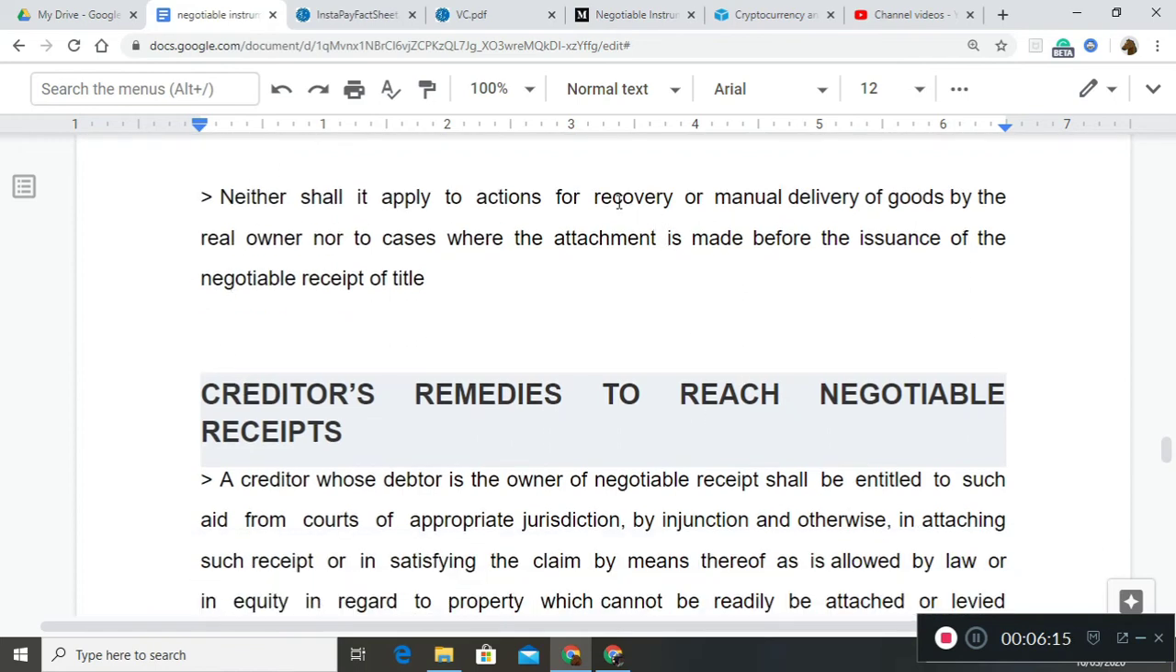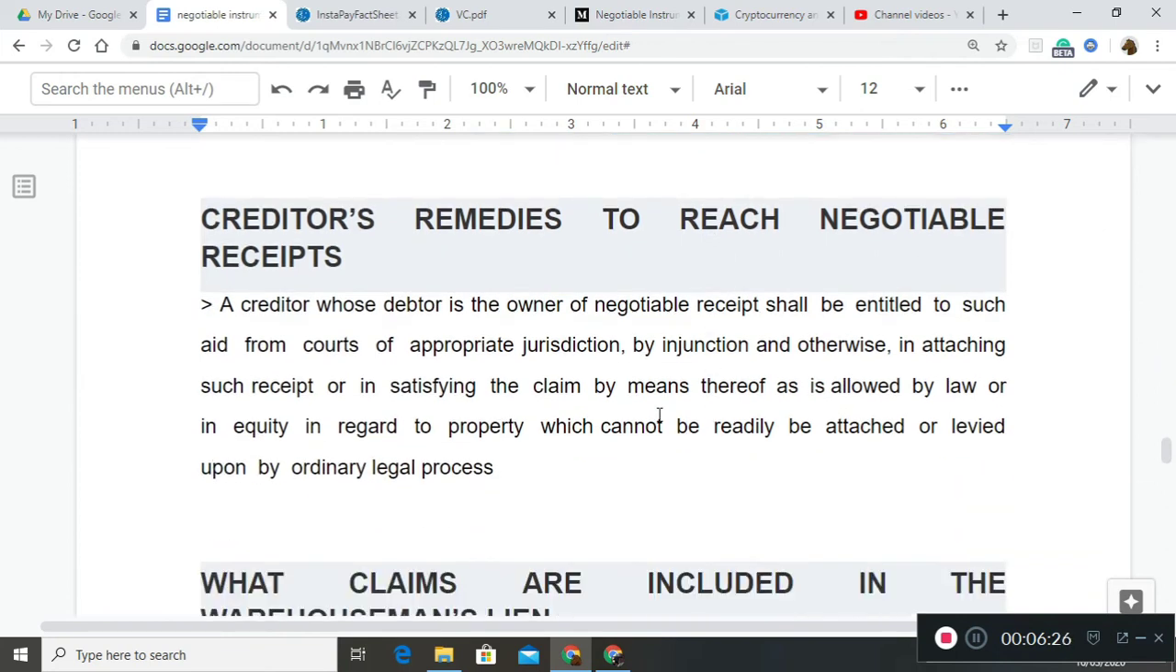Neither shall it apply to actions for recovery or manual delivery of goods by the real owner, nor in cases where the attachment is made before the issuance of a negotiable receipt of title. So, what are our creditors' remedies for them to reach a negotiable receipt? The creditor whose debtor owns a negotiable receipt needs the aid of the courts of appropriate jurisdiction, by injunction or otherwise, in attaching such receipt to satisfy that creditor's claim.